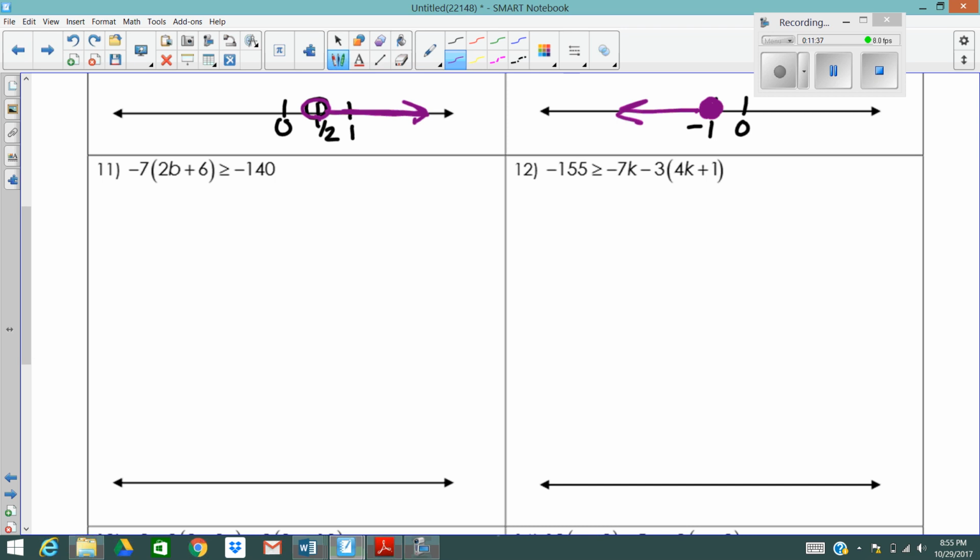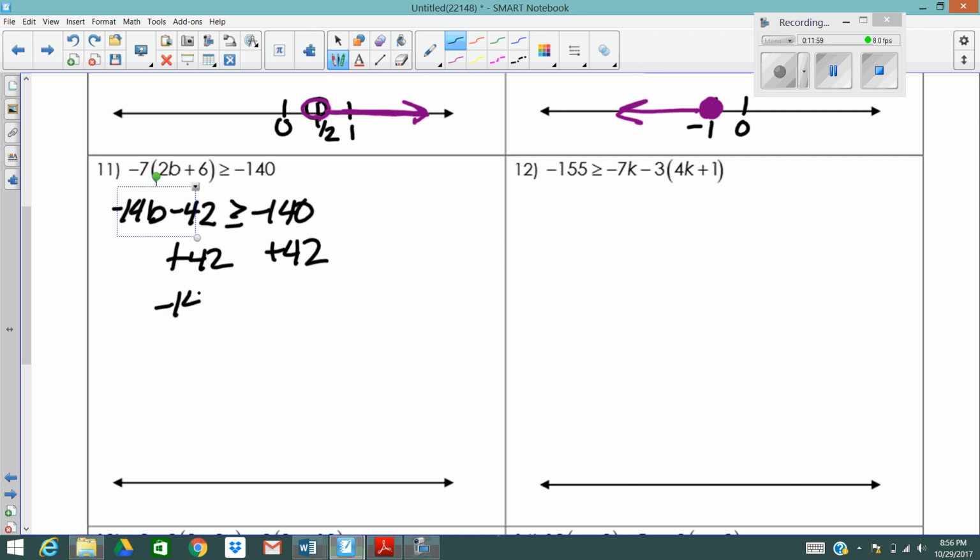11. Distribute the negative 7. I get negative 14b minus 42 is greater than or equal to negative 140. Add 42 to both sides. And we get negative 14b is greater than or equal to negative 98. Divide both sides by negative 14.